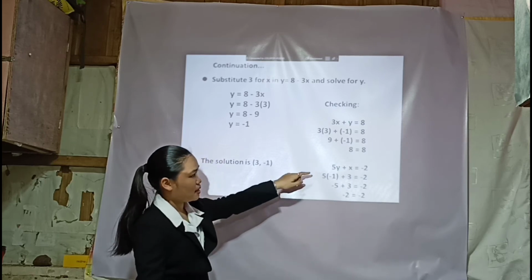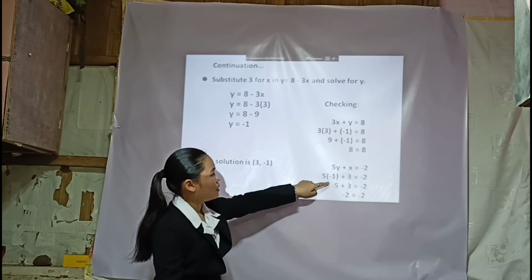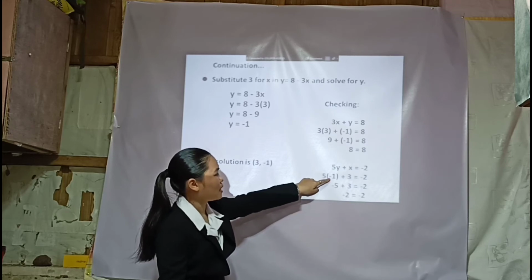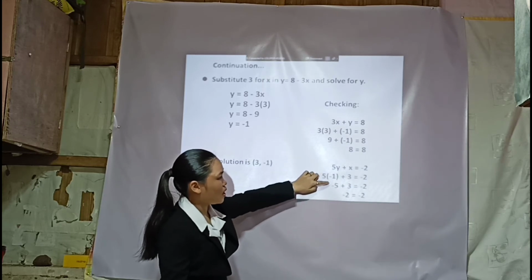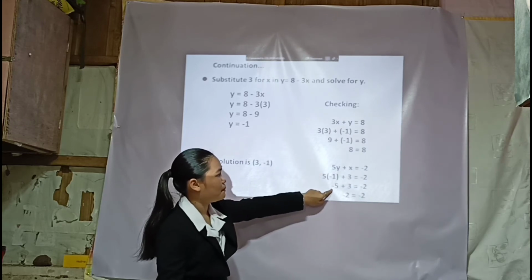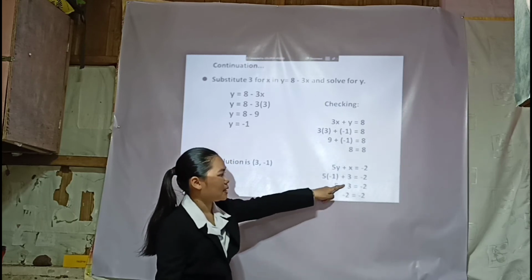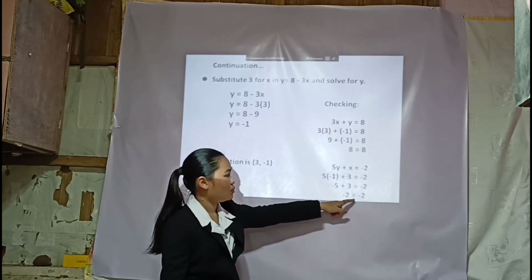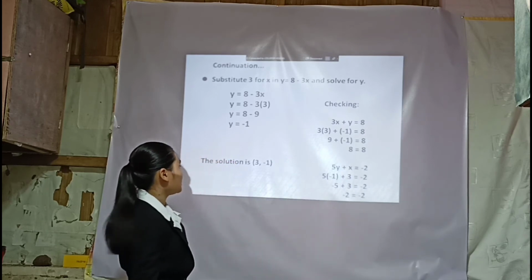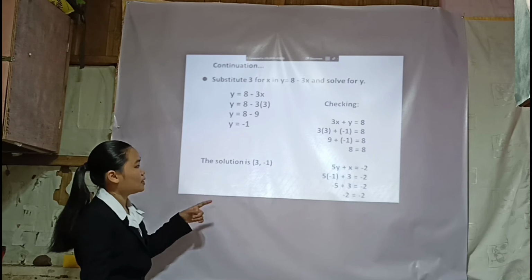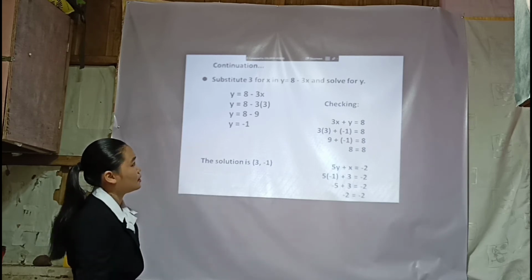5y plus x equals negative 2. So substitute. The value of y is negative 1 and the value of x is 3. 5 times negative 1 equals negative 5 plus 3 equals negative 2. Negative 5 plus 3 equals negative 2 and they are equal. That is why our answer is correct. The solution is 3 and negative 1.